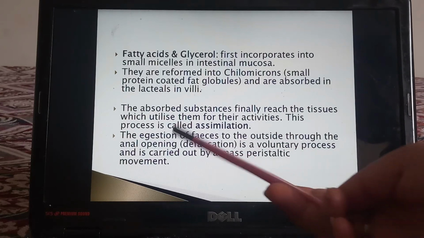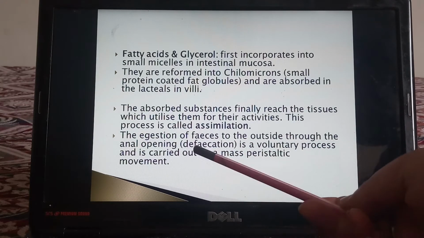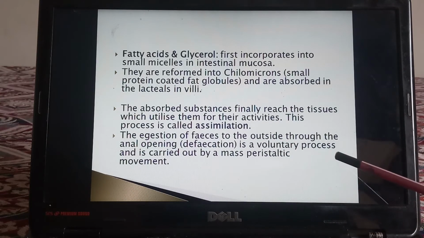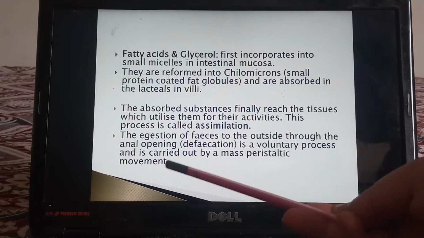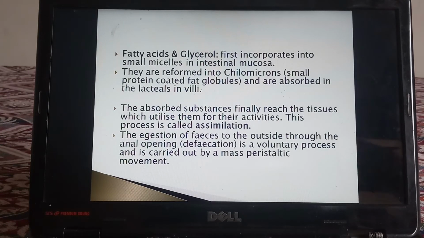And then the next step is ejection of the feces to the outside through the anal opening, which we call the defecation process, and it is a voluntary process. Fine, it is a voluntary process and is carried out by a mass peristaltic movement. So that peristaltic movement occurs in the last part of your alimentary canal, and through the voluntary action we expel that out from the body.